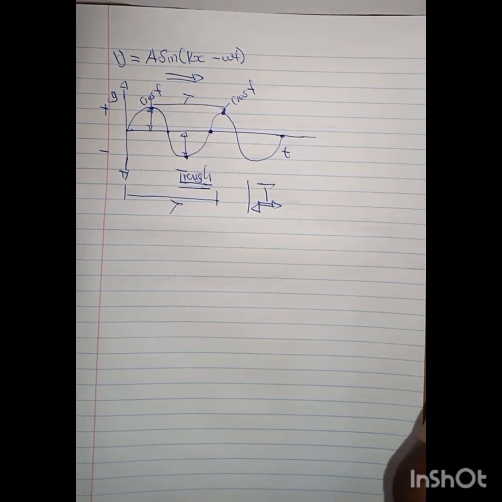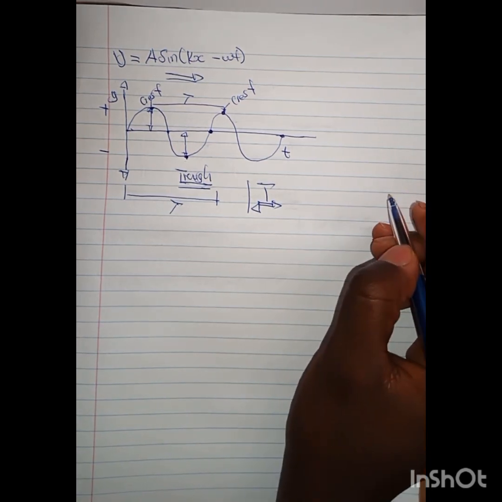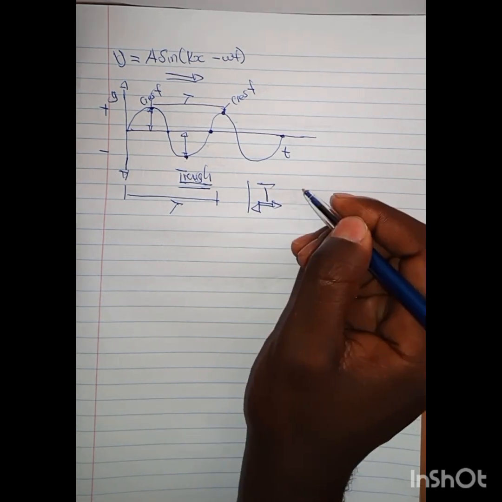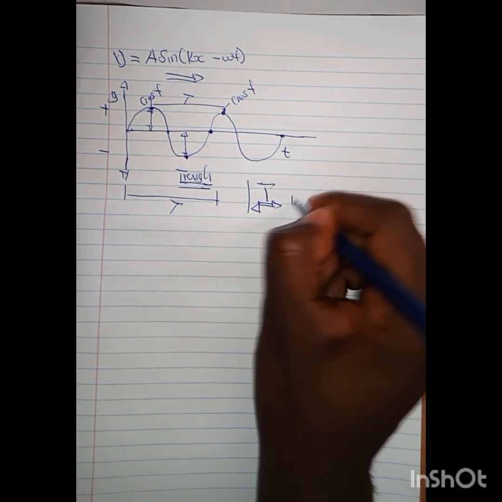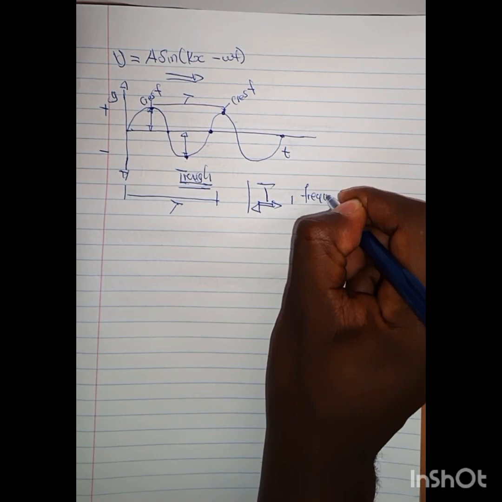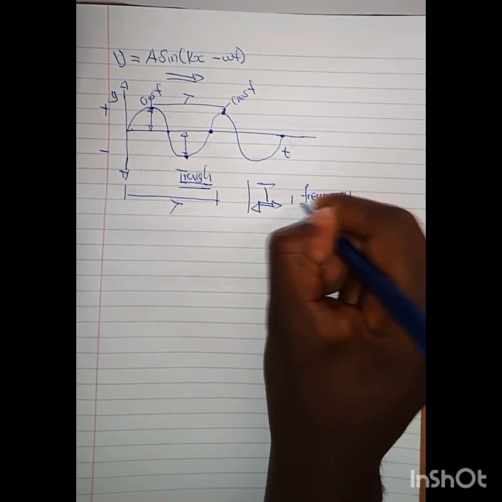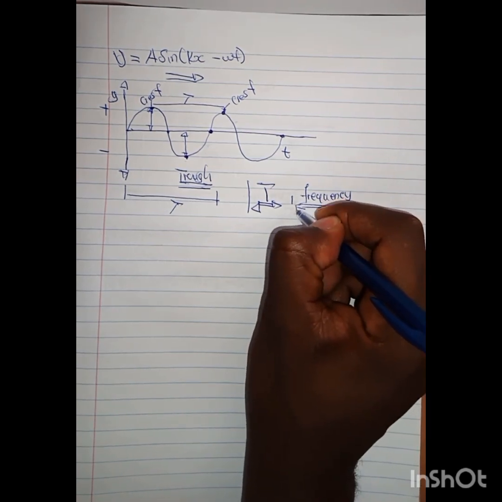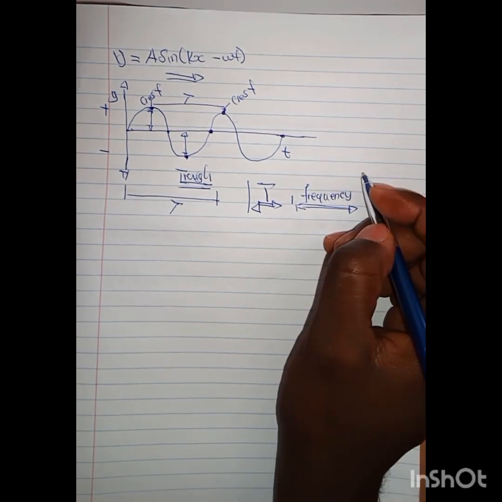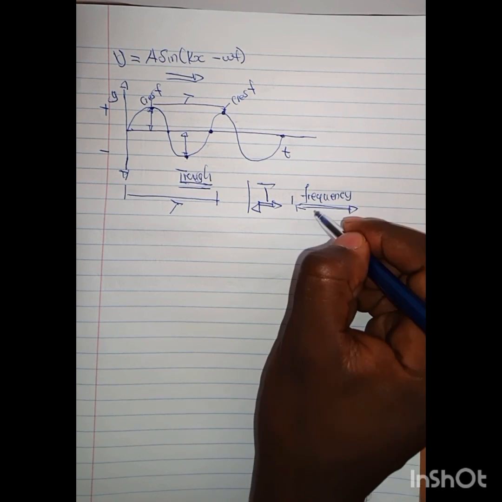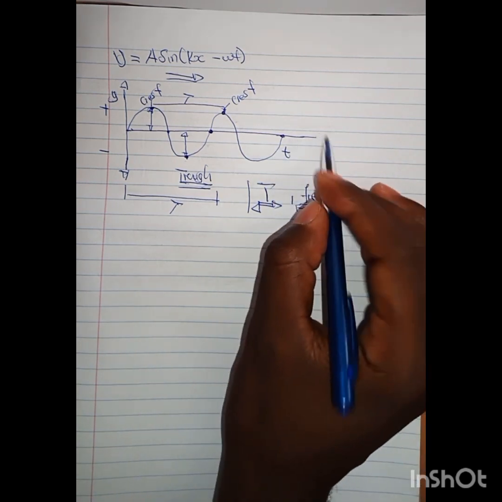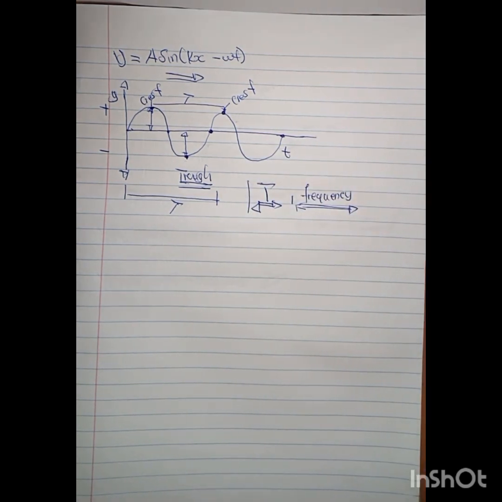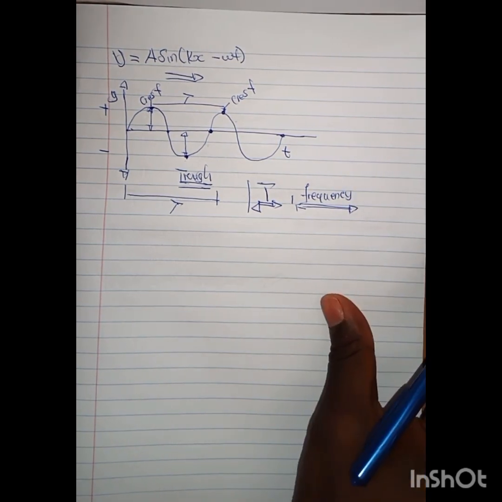Now that you understand the meaning of the period, you also have to know this other term called the frequency. The frequency is the number of complete sine waves that are formed in 1 second. So in 1 second, there will be a certain number of complete sine waves that are going to be formed.